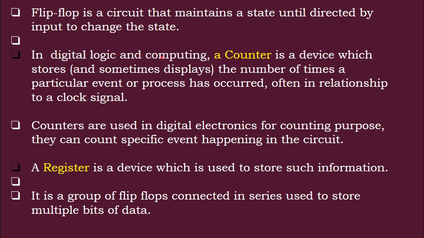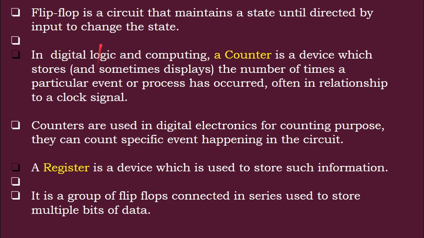In digital logic and computing, a counter is a device which stores and sometimes displays the number of times a particular event or process has occurred, often in relationship with a clock signal. So here we have digital clocks which count the day, the minutes, the seconds. That is the counter that helps to count the number of times things have happened. We have a timer concept. Counters are used in digital electronics for counting purposes. They can count specific events happening in seconds. We all know that we can set the timer in a digital clock, so when the time is over, it will give an alarming sound to say the time is over. So this helps to trigger the timer.